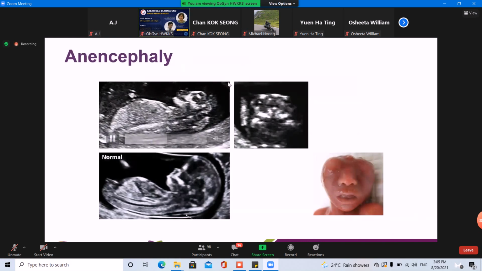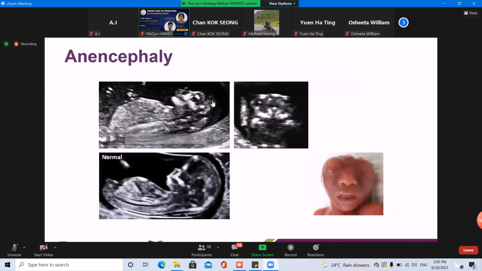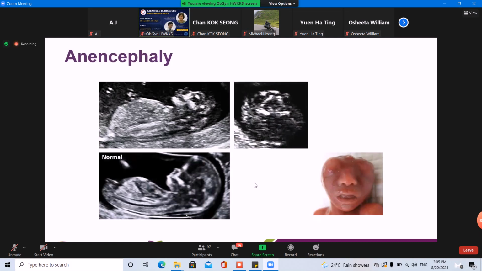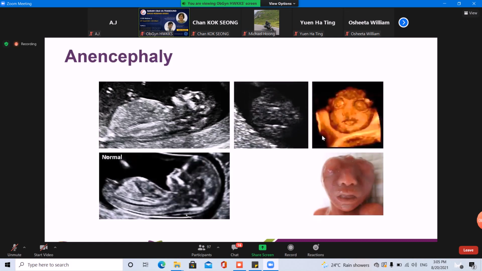You can see that in this fetus, there is no skull bone and there is virtually no brain. There is a tiny bit of brain here, but virtually there is no brain. When you take a coronal section, you can see the 2 eyes, the nose, the mouth, but above the eye level, you can't see any brain at all.